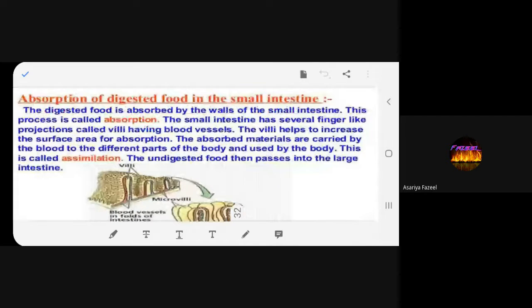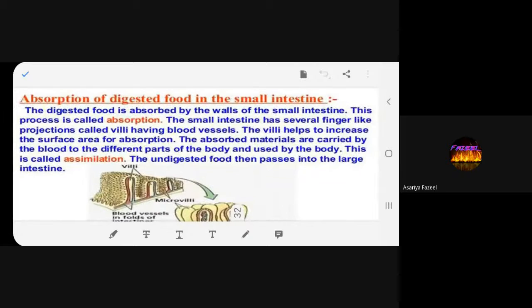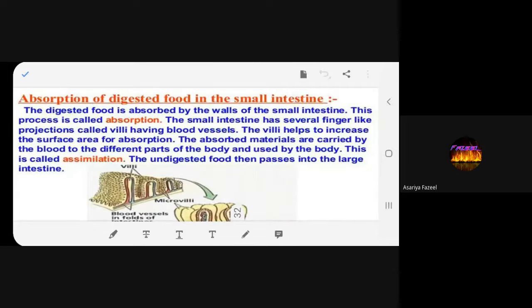So how does absorption actually take place in the small intestine? Let's read. Please read.